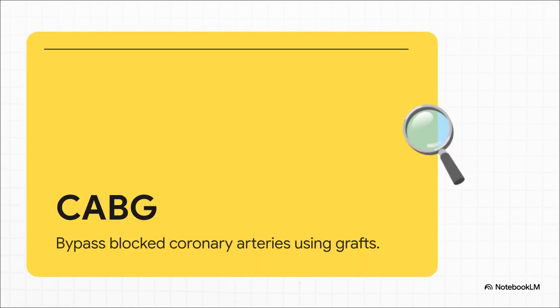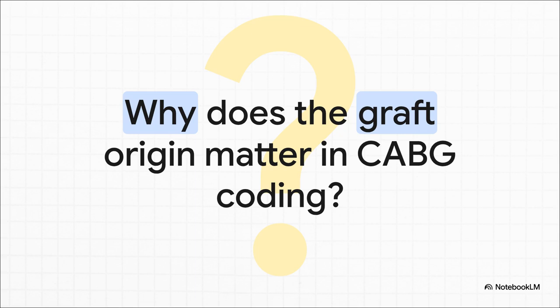Then there's CABG, or coronary artery bypass grafting. This is a massive topic on the CPC exam. Accurately coding this means you have to play detective and identify exactly which blocked coronary arteries the surgeon is bypassing. But here is the million-dollar coding question. If the surgeon is creating a bypass, where are they getting the new pipes from? And why does the exam care so much about this one specific detail?